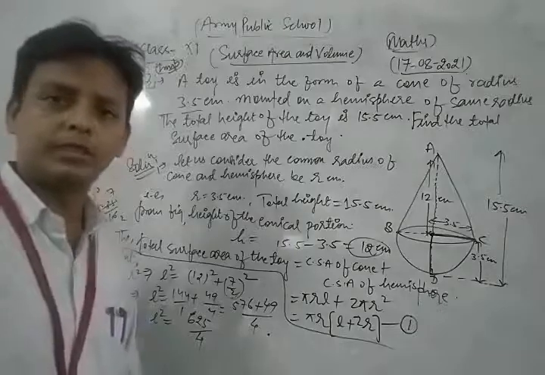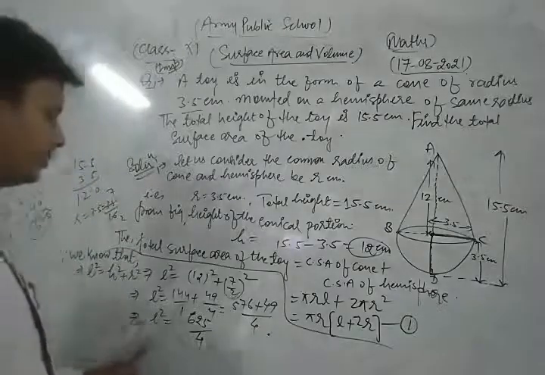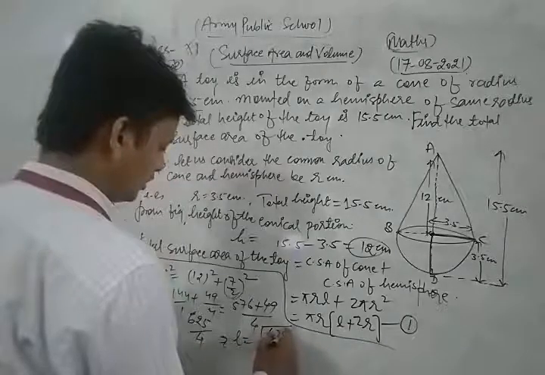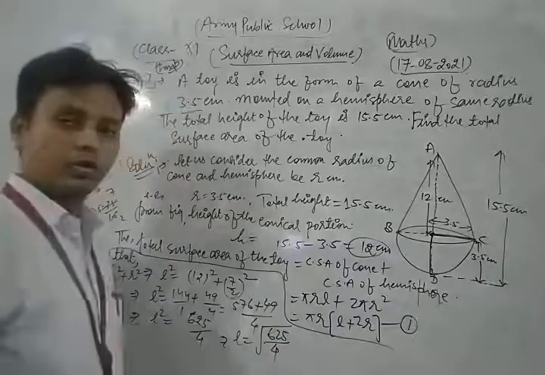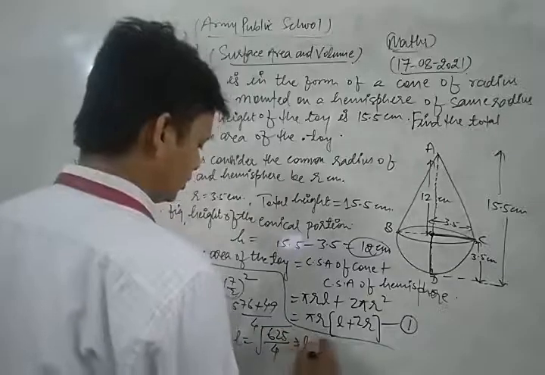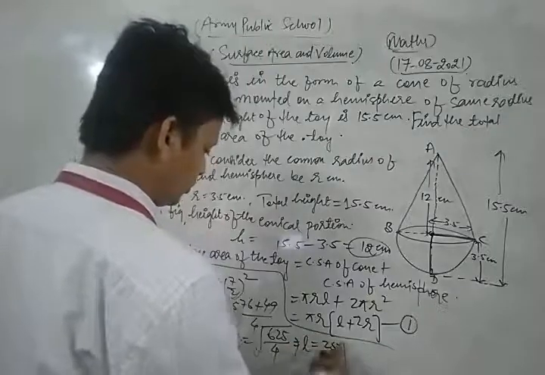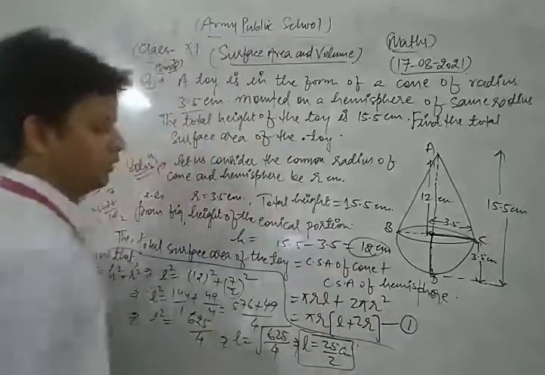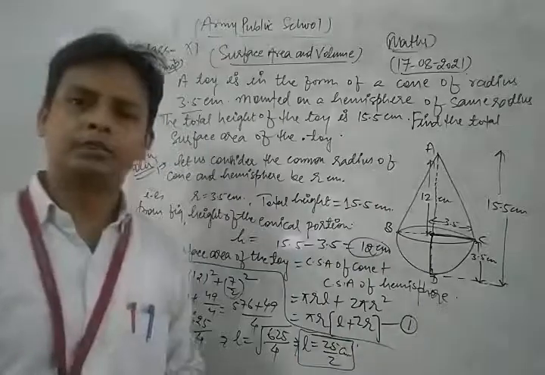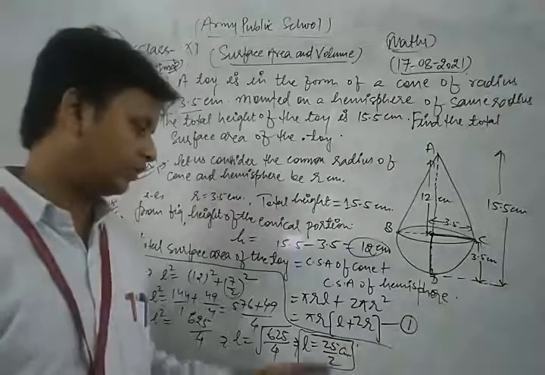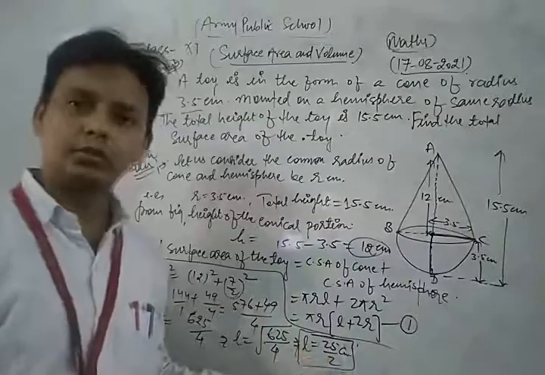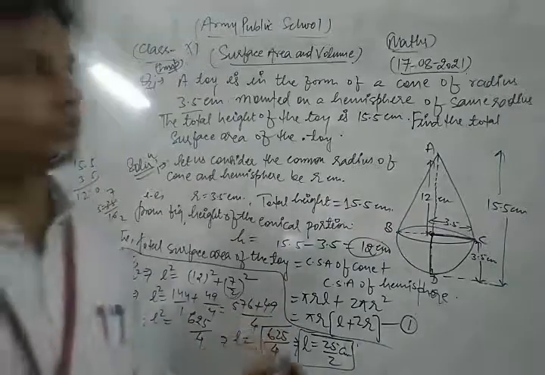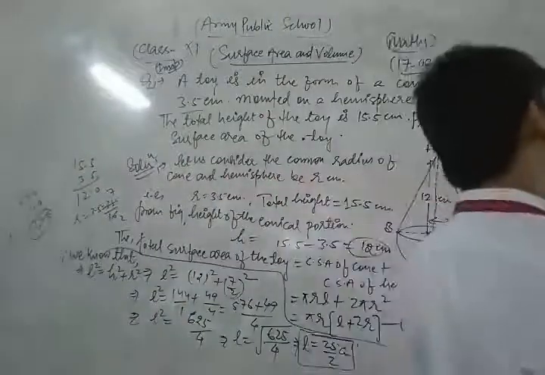625 upon 4. This is the value of L square. Thus L square is equal to 625 upon 4, so L is equal to the square root of 625 upon 4, which is 25 upon 2 centimeter. In this way, dear friends, we find the slant height of the conical portion, which is 25 upon 2.